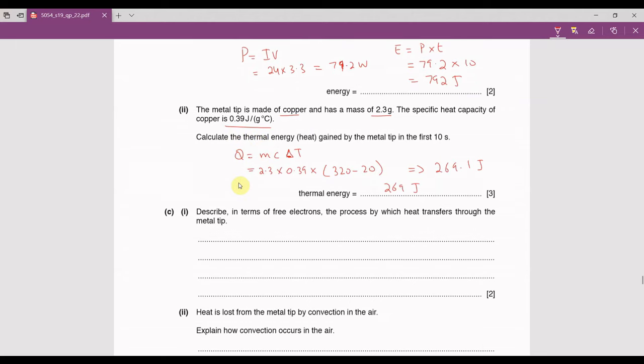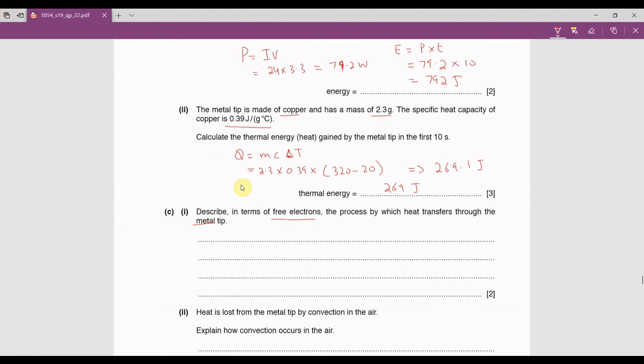Now the next part says, describe in terms of free electrons the process by which heat transfers through the metal tips. So we know conduction is the way in which energy is being transferred, right? But you have to describe the whole process in terms of free electrons and not in terms of the molecules. In most of the material, it's just the molecules that are vibrating, and then their neighboring molecules also start to vibrate, and the energy is transferred that way. But in metals, they have free electrons as well. So the free electrons are going to gain energy, they are going to move at high speeds, and then they are going to strike the particles of the metal, and then they are going to gain energy, which is how the heat is transferred through the metal tip.